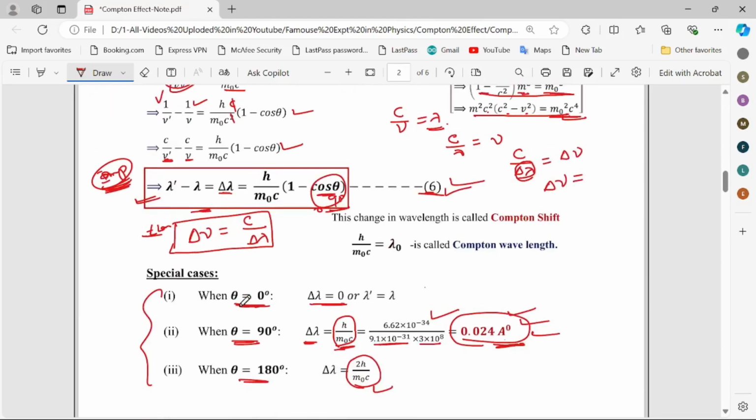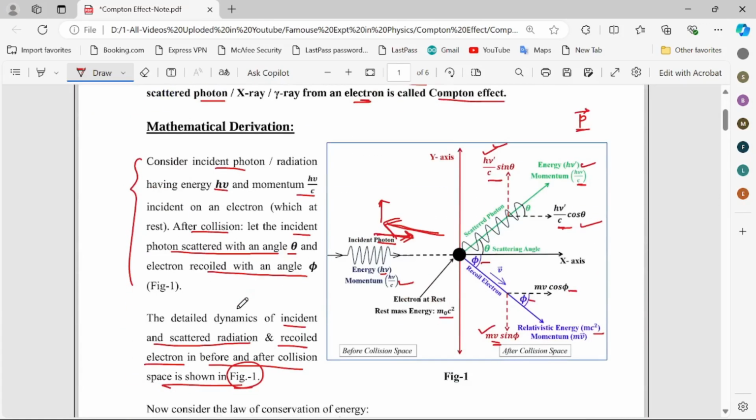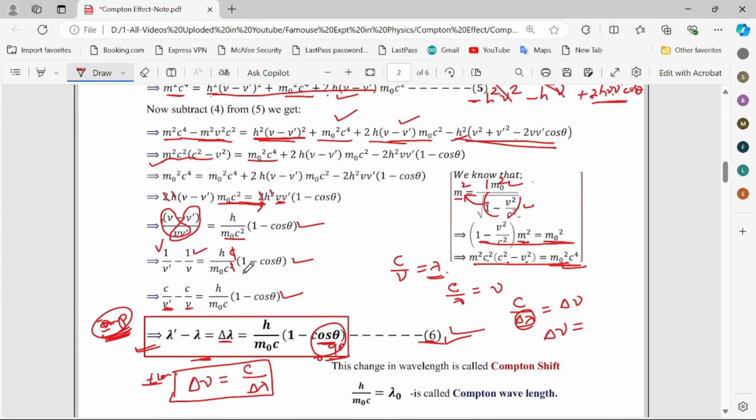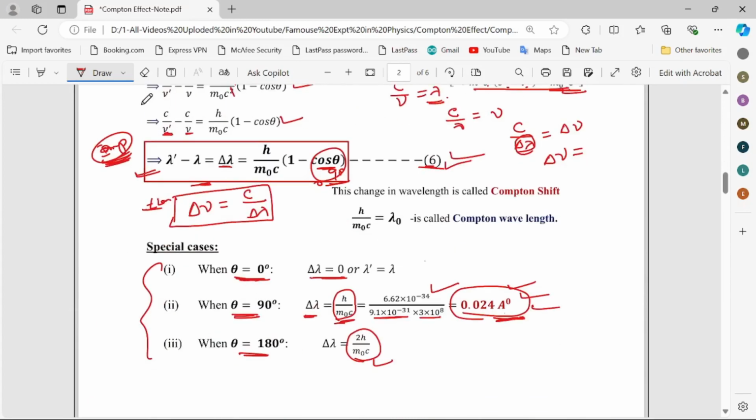If this question is asked for 6 to 7 marks in your exam, you have to draw this figure compulsorily, and draw it perfectly. Just write as much as I have written, no need to write extra.